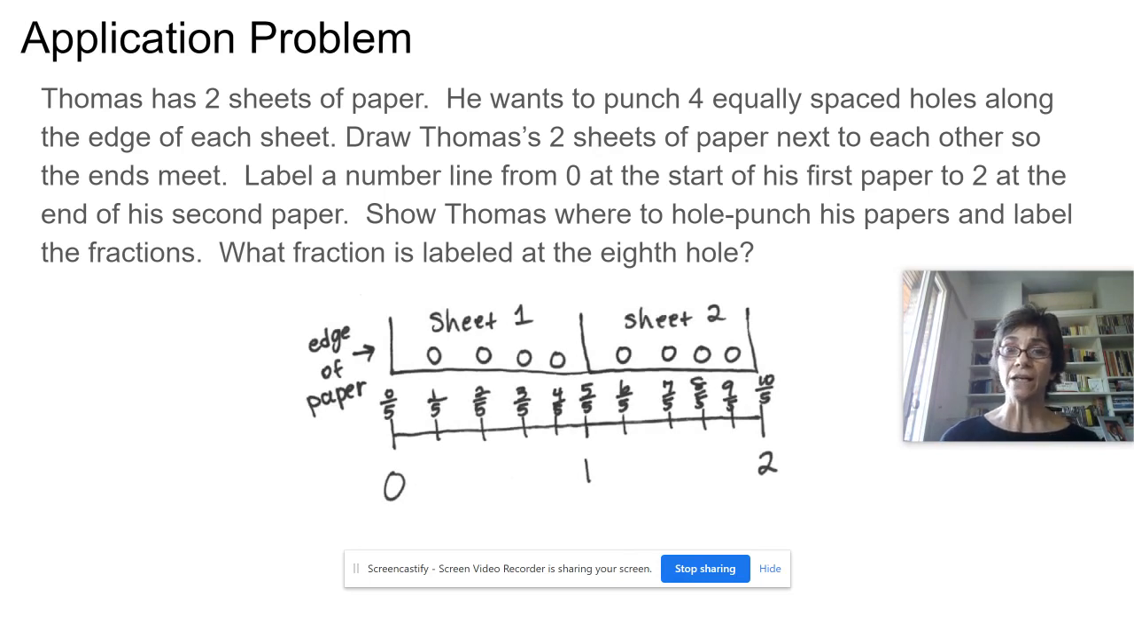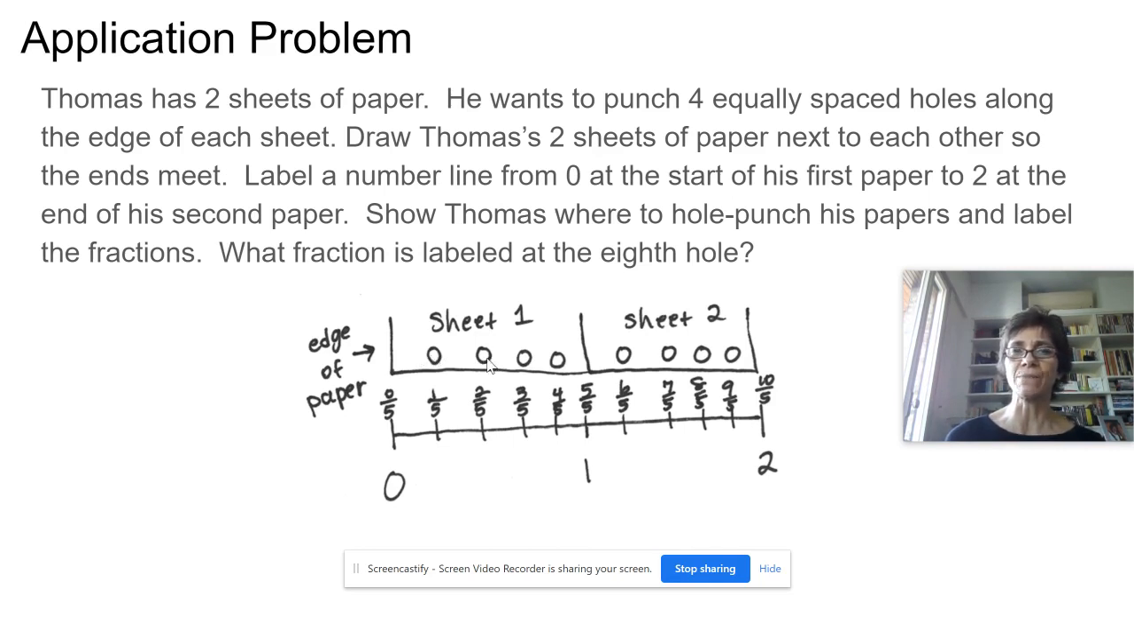Okay, so this is what you should have. As you can see, here's the first sheet of paper and here's the second sheet of paper. The ends meet, so we put them together. And these circles are where Thomas should punch his holes. So you see you can't punch a hole right at the beginning where you have the 0 of your number line. You have a certain space and then you punch a hole, then the same space. Now, this is obviously where they're not measured exactly. And even if you didn't measure exactly, that's okay. But the idea is that they're equally spaced.